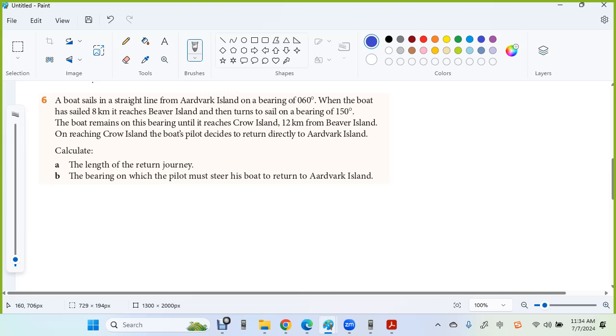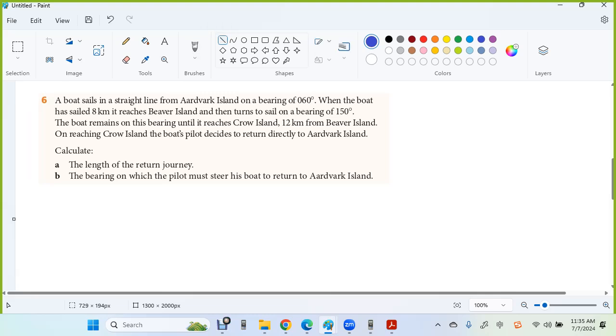Question number 6. A boat sails in a straight line from A Island on a bearing of 060 degrees. When the boat has sailed 8 km, it reached B Island, and then turned to sail on a bearing of 150. The boat remained on this bearing until it reached C Island, 12 km from B Island. On reaching C Island, the boat decided to return directly to A Island. Calculate the length of the return journey.